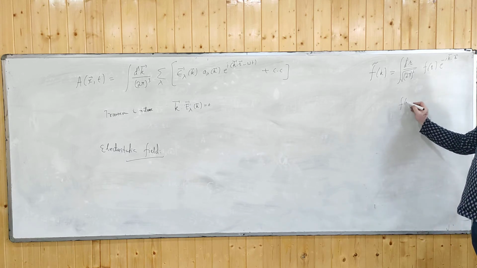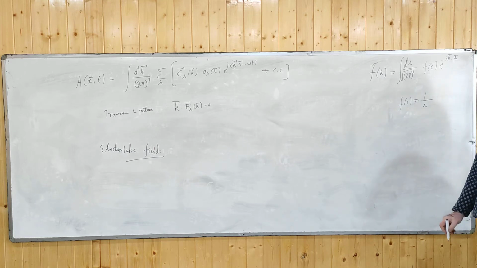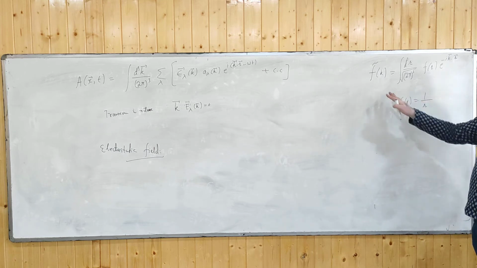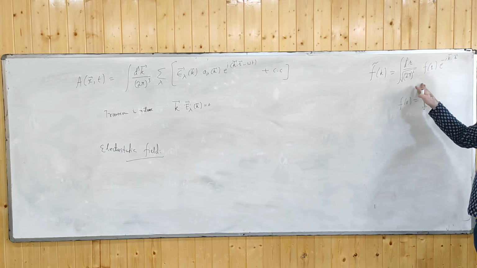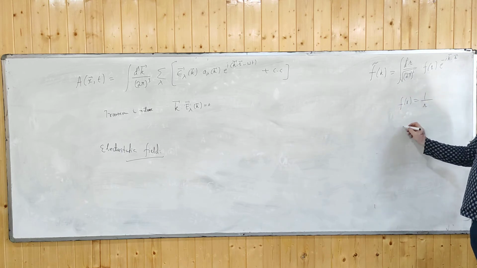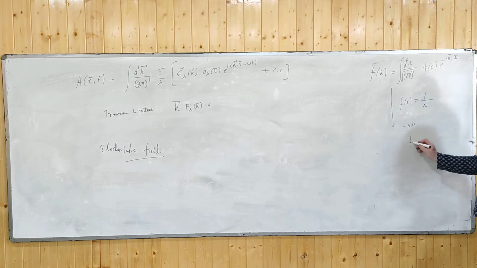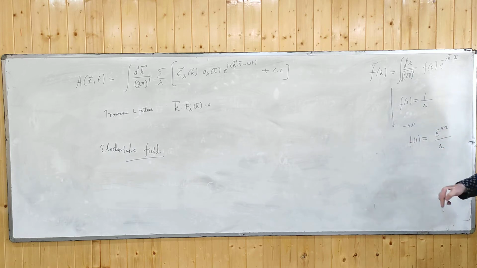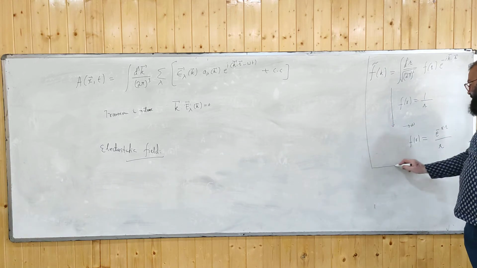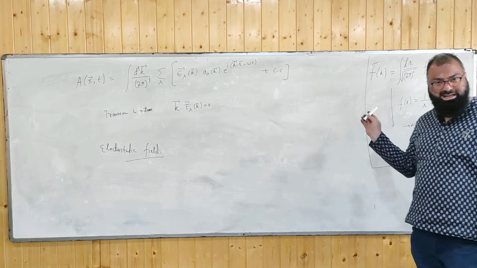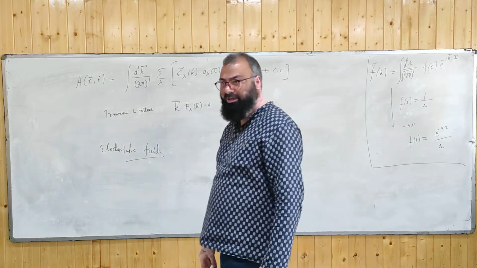So take this f of r to be 1 divided by r. Doing it this way, you will see it will diverge, it will become infinity. So instead you use f of r equal to e raised to minus alpha r divided by r, a Yukawa-type potential, and then put alpha equal to 0. This is the assignment for you people. Whoever is not able to do it, just look at the RFK. It is given in RFK.